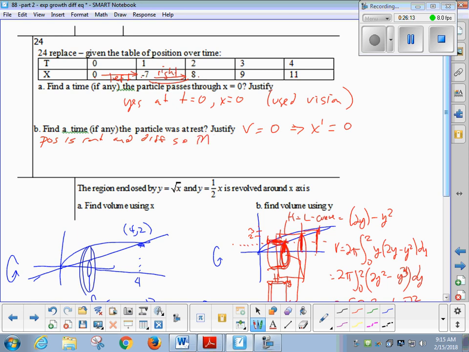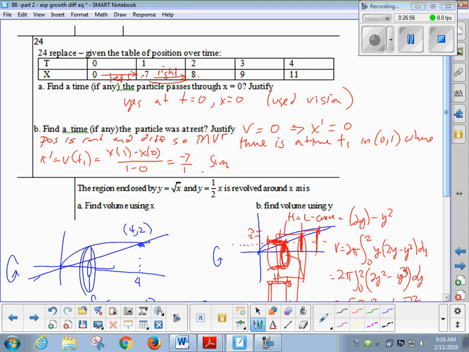So by MVT, there is a time, I'll call it T1, in 0 to 1, where x prime, or v, at that T1 is equal to x at 1 minus x at 0 over 1 minus 0. The average velocity on that first interval was negative 7 over 1. And so there must have been an instant where he was going negative 7 units per time unit.